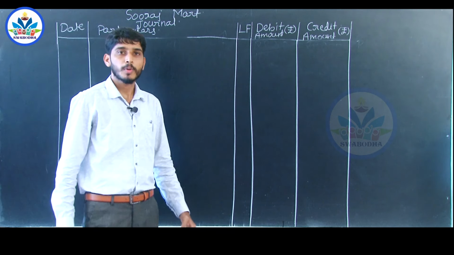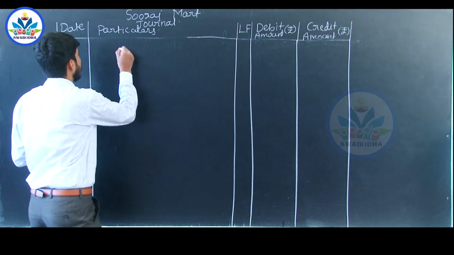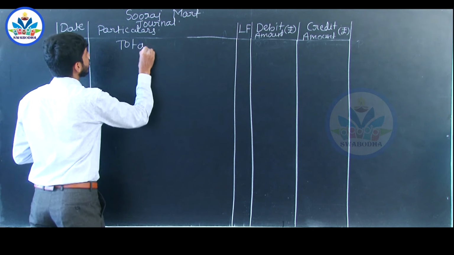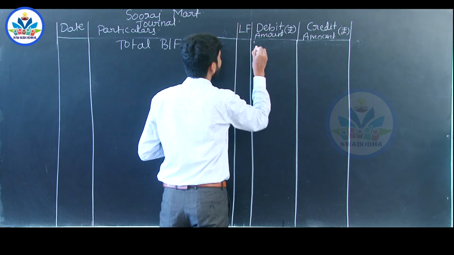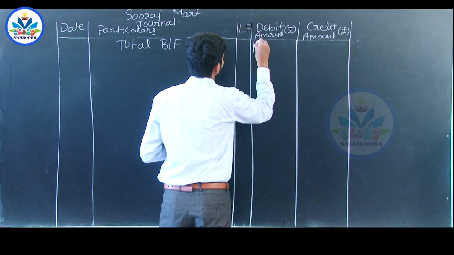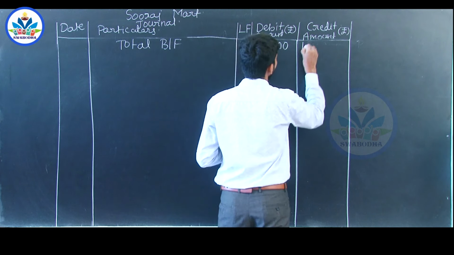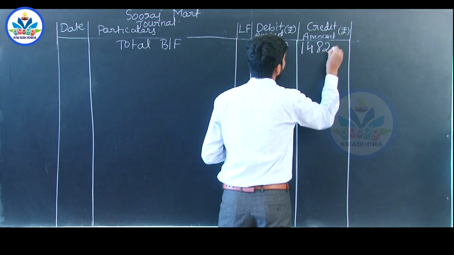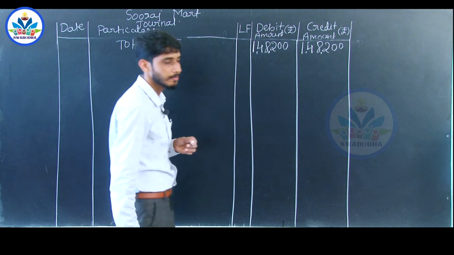So, the total brought forward from the last page of the book is 1,48,200.